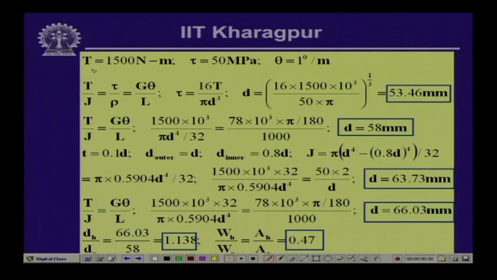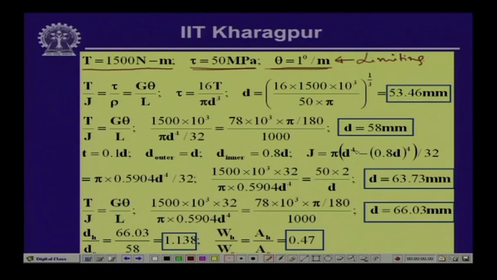Now, twisting moment T is given as 1500 Newton meter, the shear stress not to be exceeded beyond 50 megapascal, and also the angle of twist is 1 degree per meter. These are the limiting values, and it is subjected to a twisting moment of 1500 Newton meter.